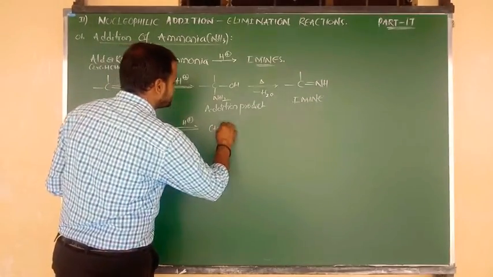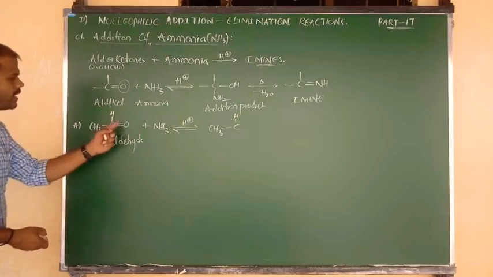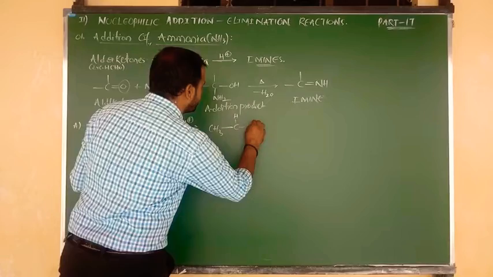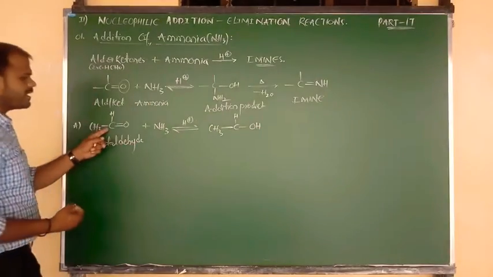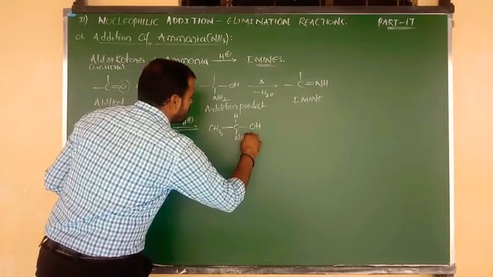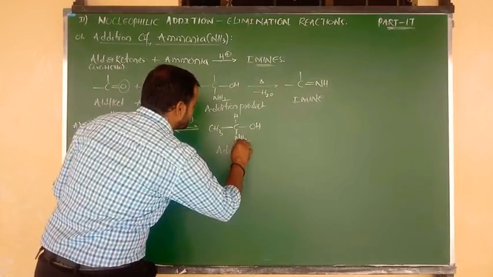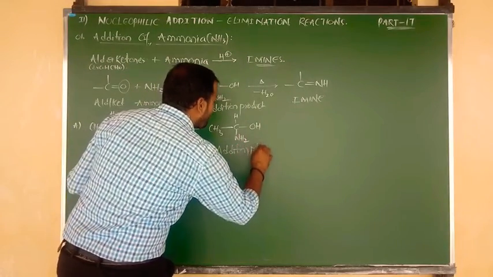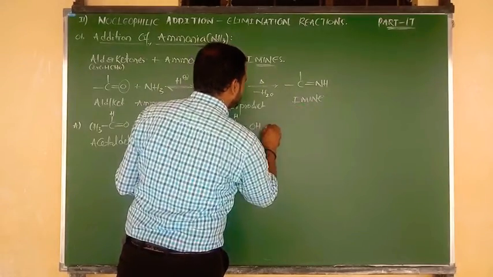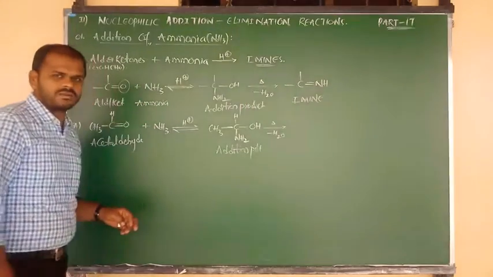So O becomes OH. CH3 bonded to C, with H above the plane, I write as it is. O minus is attacked by H plus, because the reaction takes place in acidic medium, and the central carbocation is attacked by the NH2 minus nucleophile. So the nucleophilic addition is over. This is the addition product. The addition product then undergoes elimination, which takes place with a little heat. You have to remove the water molecule.